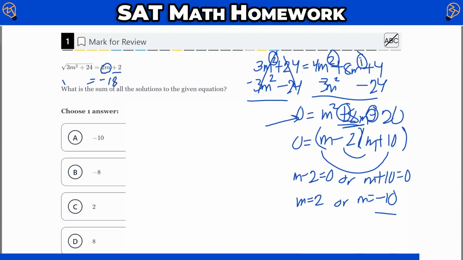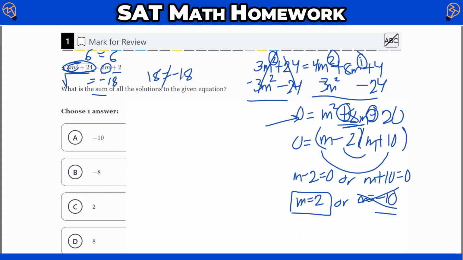You can never take the square root of something and end up with negative 18. In fact, if you plug it in, you should end up getting positive 18 on that side. That's typically what happens, is you'll get 18 equals negative 18, which obviously is not true. And so we consider this an extraneous solution. But if you plug in 2, you will get both sides equal. In fact, if you plug in 2 here, notice you'll get 6 on the right side. If you plug in 2 here, 2 squared is 4, 4 times 3 is 12, plus 24 is 36, the square root of which is 6 as well. So this ends up being your only correct answer. So when you add up all these solutions, you still get C.